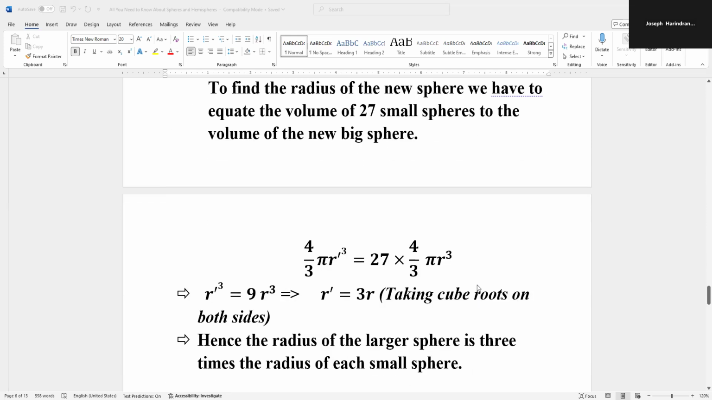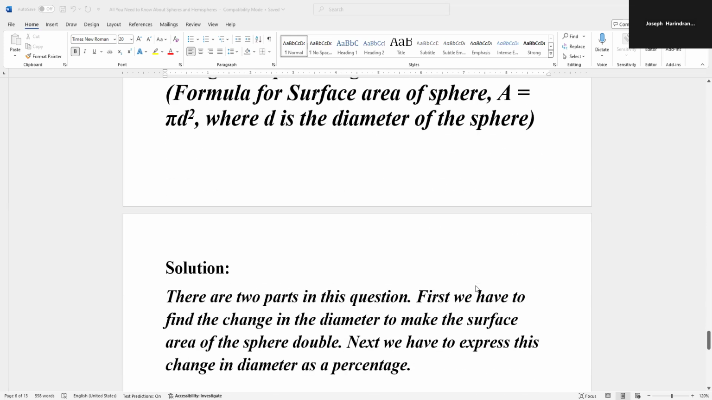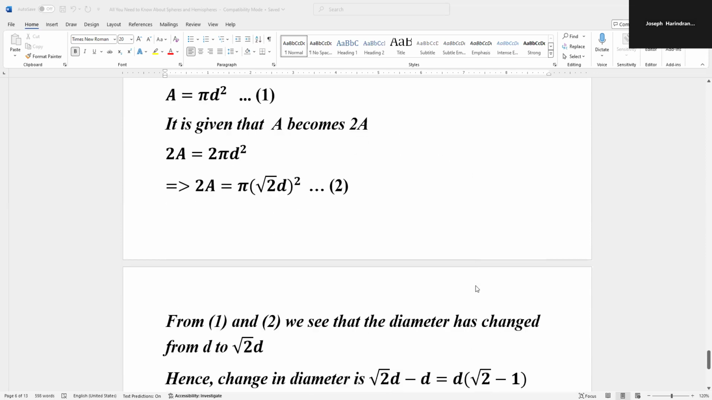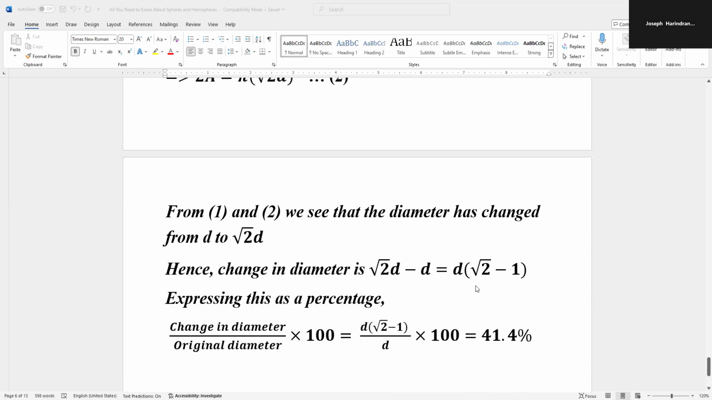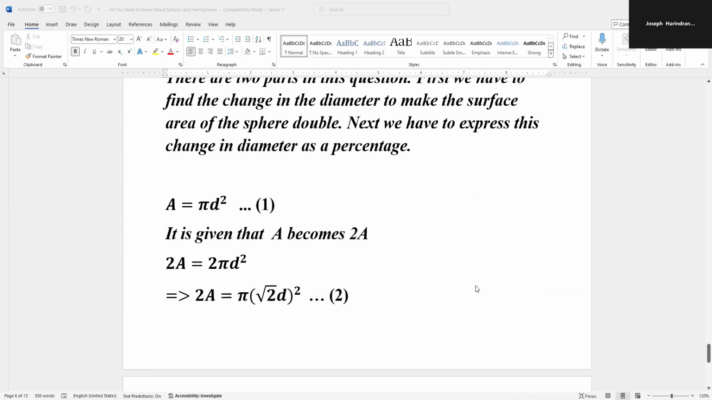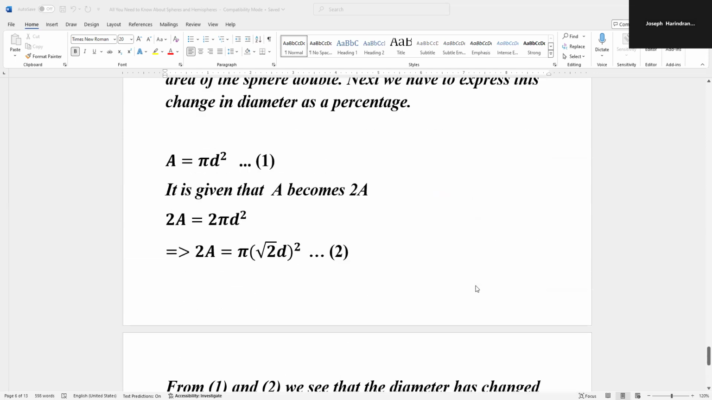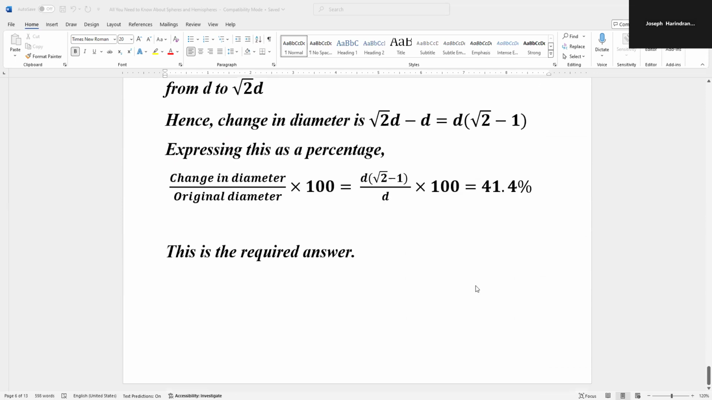Hence, this is all you need to know about spheres and hemispheres, and the exercise questions can now be solved from the NCERT textbook. You can now solve the exercise questions.